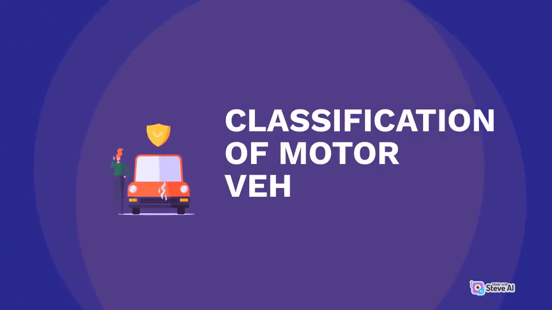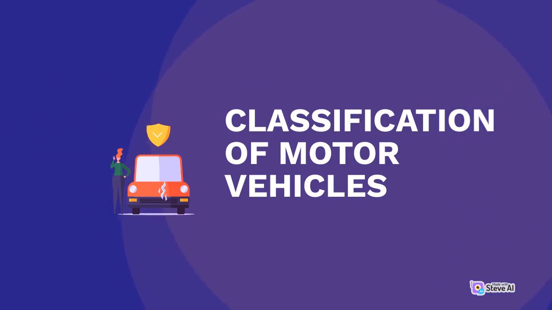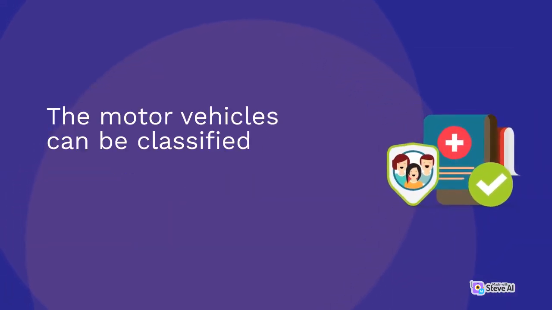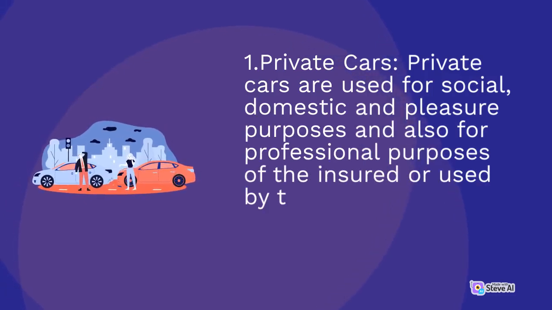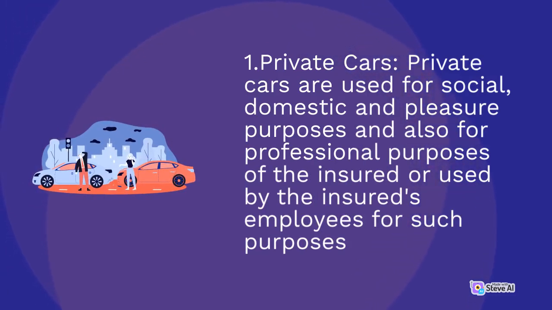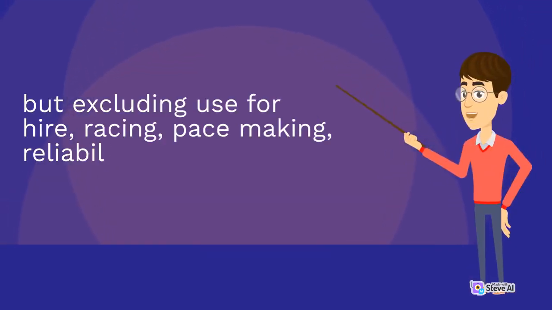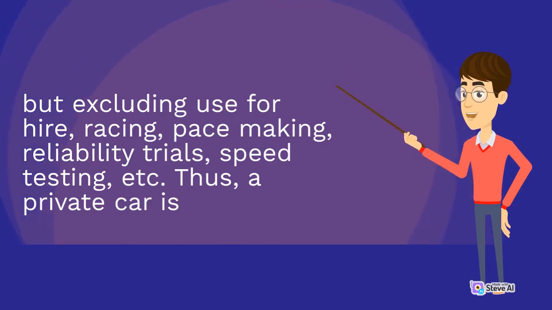Classification of motor vehicles. The motor vehicles can be classified into four broad categories which are as follows. 1. Private cars. Private cars are used for social, domestic and pleasure purposes and also for professional purposes of the insured or used by the insured's employees for such purposes, but excluding use for hire, racing, pacemaking, reliability trials, speed testing, etc.